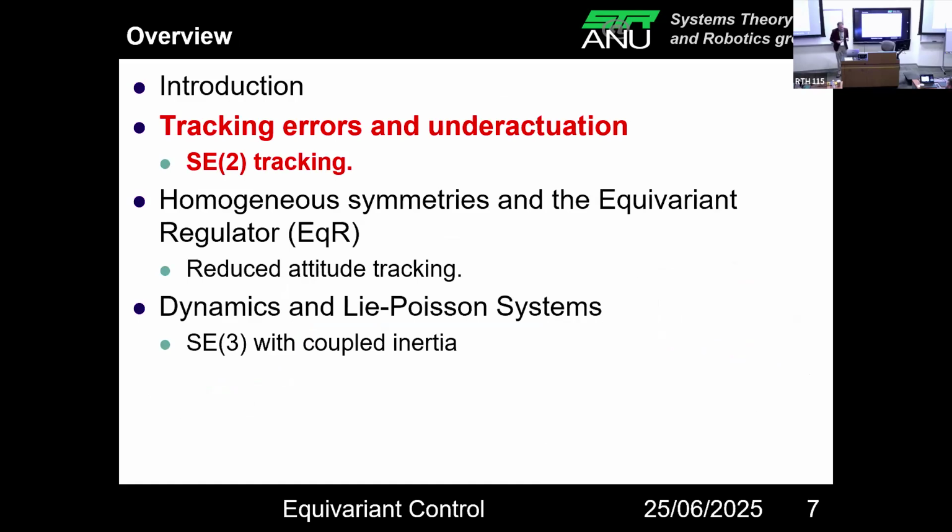All right, I'll do it in 3 parts. I'm going to talk about an SE2 tracking problem and constructive nonlinear control. I'll talk about the equivariant regulator and a reduced attitude tracking problem. So this is an LQR type construction. And in the last part, I'll talk a little bit about dynamics and Lie-Poisson systems and the symmetries that you can actually put on real dynamical systems.